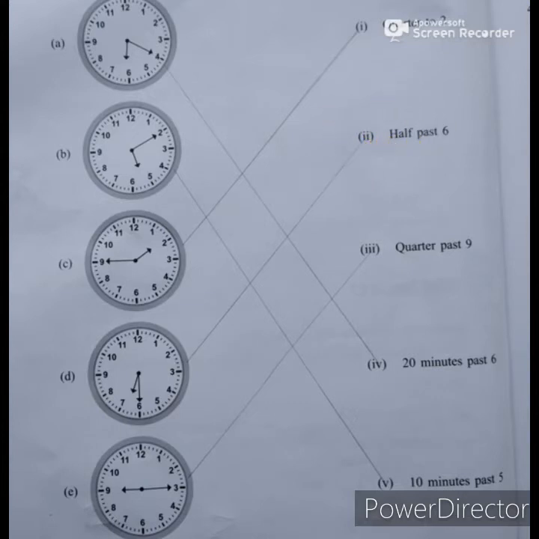Now see the last clock, what time is it showing? Sorry students, the hour hand is showing 9 and the minute hand is on 15. That means the time is quarter past 9, or 9:15. That answer is given as the third answer, quarter past 9 or 15 minutes past 9. Anyway, we can write the answer. So the matching we have completed.